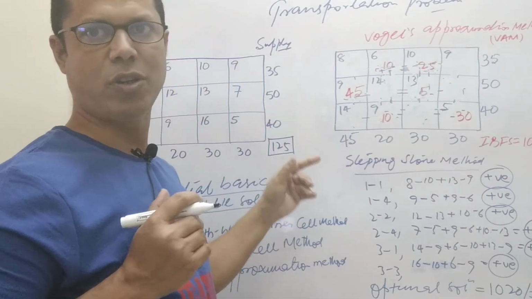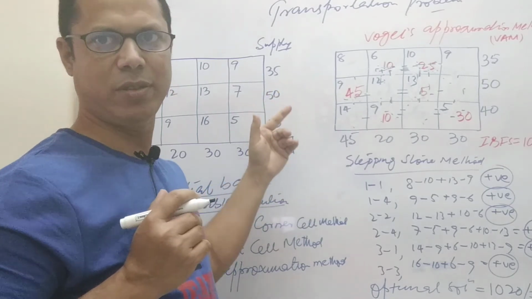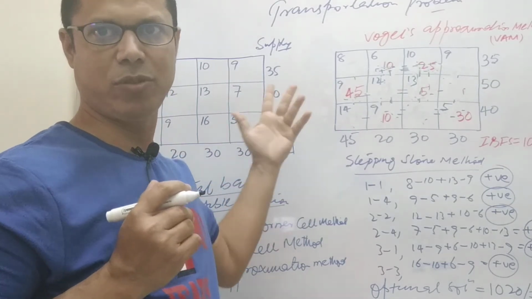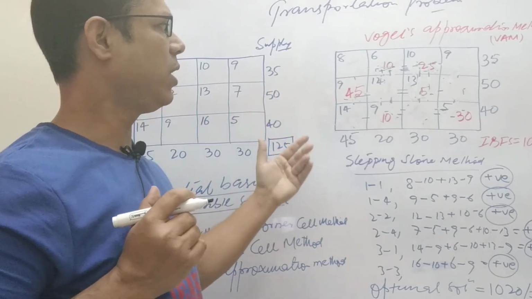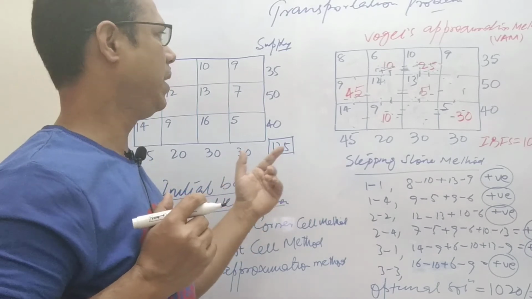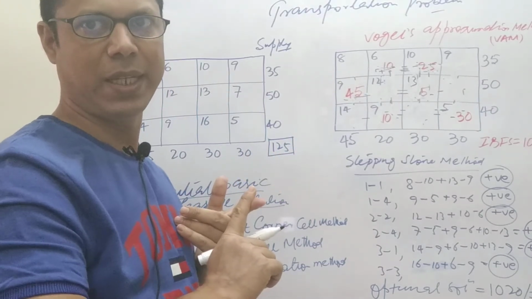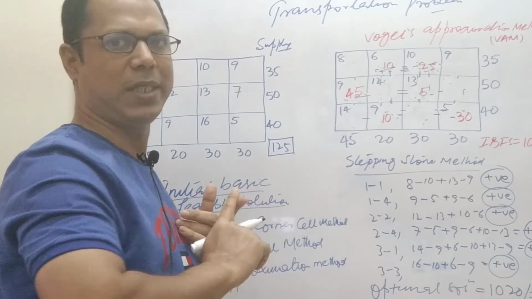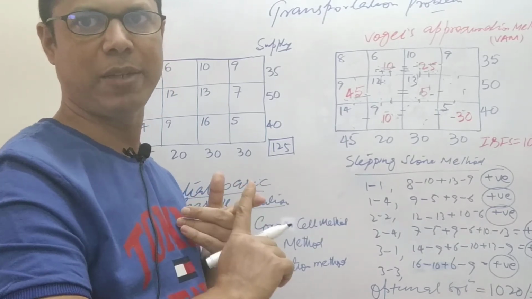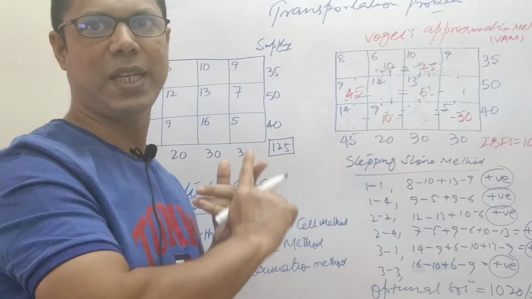But you cannot say it is always so. Vogel's approximation method will not give the optimal solution all the time. This time we have got the same result. So the optimal solution was given by Vogel's approximation method, but we cannot say this is always. Okay, just remember. Vogel's approximation method is just used to find the initial basic feasible solution. So whatever result we get by Vogel's approximation method, we cannot say directly it is the optimal solution.